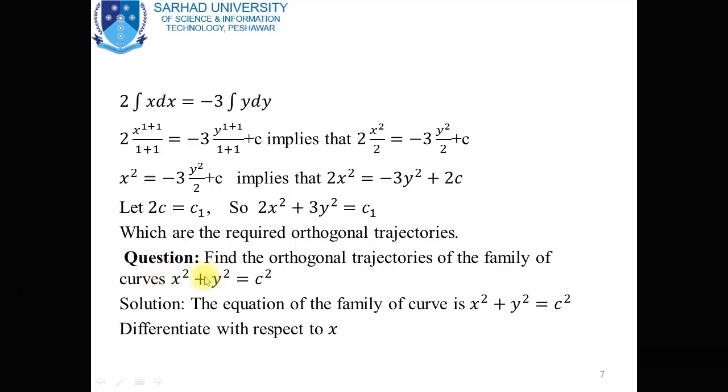For this purpose, first of all, differentiate this equation. We will get the differential equation of this given family of curves, and then replace dy by dx from the differential equation. You will get the differential equation of the required orthogonal trajectory. But we do not need the differential equation of the orthogonal trajectory.